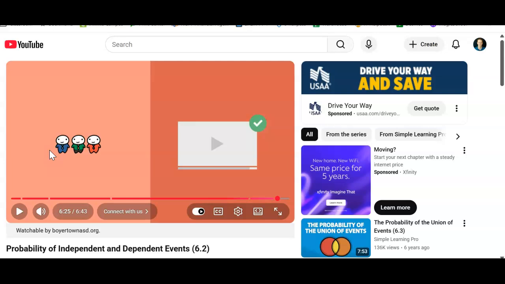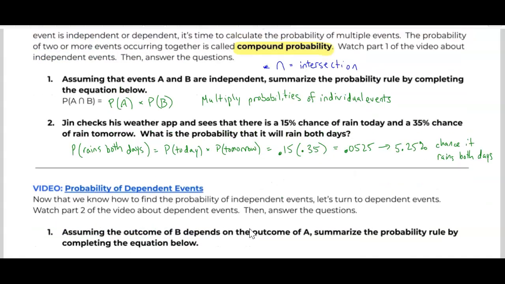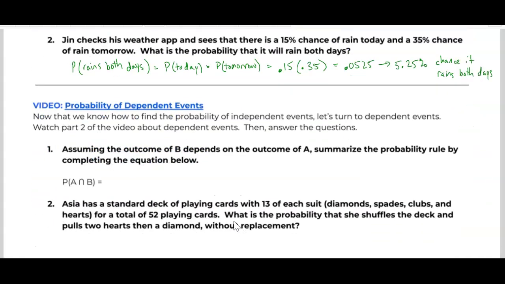Okay, so if we have a dependent event, as we're about to see here, we need to think a little bit about how that sample space changes before we can calculate that. So, assuming the outcome of B depends upon the outcome of A, summarize the probability rule, completing the equation below. So let's do what we just saw there. Probability of the intersection of A and B for dependent events would be the probability of A times the probability of B after A, or you can say B given that A has already happened.